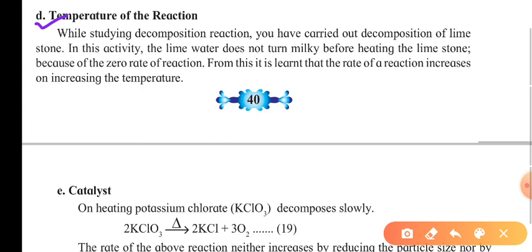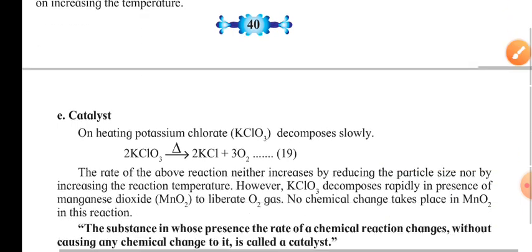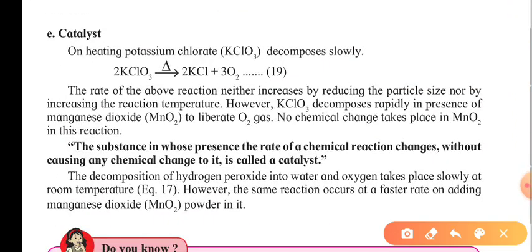The next factor we have is a catalyst. Some of the reactions require a catalyst. The substance in whose presence the rate of chemical reaction changes without causing any chemical change to itself is called a catalyst.